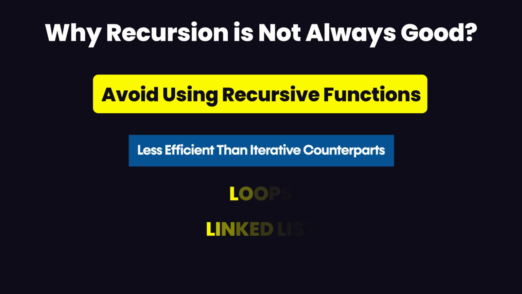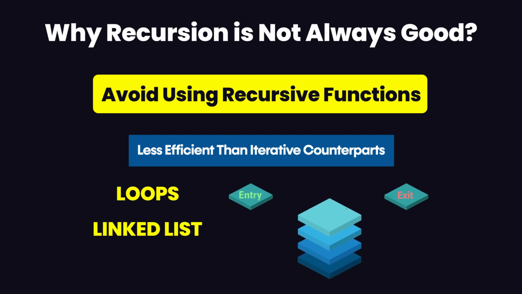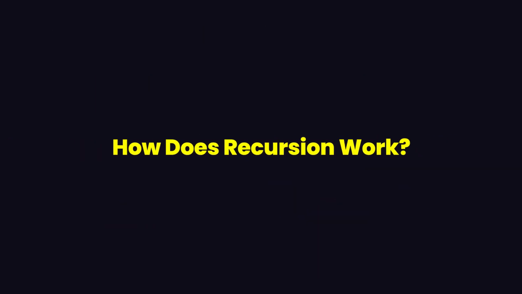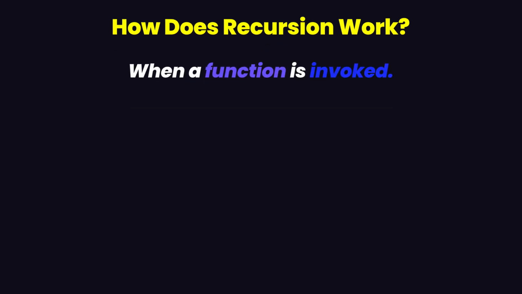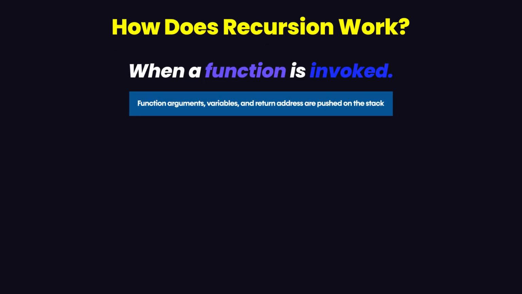Now, what are these counterparts? Things like loops and so on. Since recursive functions work on the concept of stacking, we can say that they are subject to the perils of stack overflow. Now, how does recursion work? Simply put, when a recursive function is invoked, function arguments, variables and return addresses are pushed to the stack. So it is consuming stack memory.